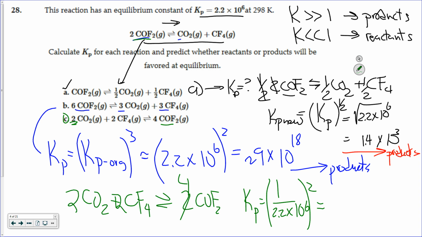Thirteenth. 2.1 times 10 to the minus 13. Okay, so on this one, this is a number much, much smaller than 1. This one's going to favor the reactant side.